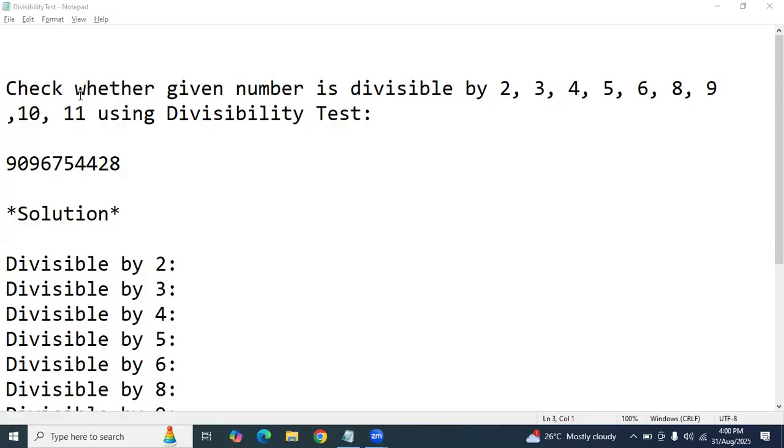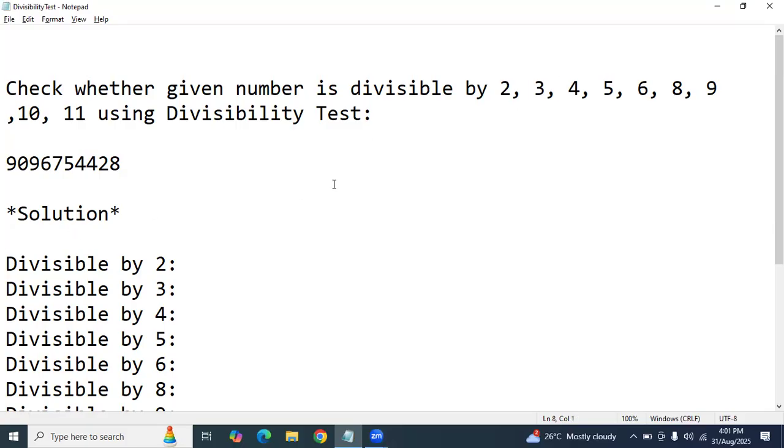Today we are going to solve a problem on divisibility test. So let's read the problem. Check whether the given number is divisible by 2, 3, 4, 5, 6, 8, 9, 10, 11 using divisibility test. So they have given this number, 9096754428. And we have to check whether it is divisible by 2 or not, 3 or not.